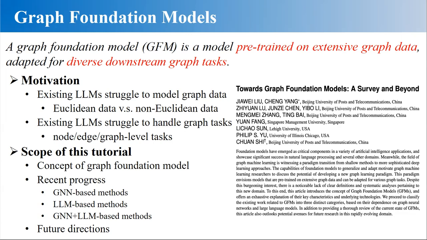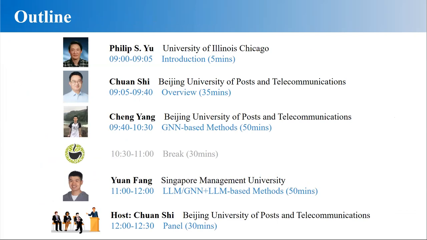So the scope of this tutorial: we'll first go through the concept of graph foundation models. Then the recent progress. We'll go over the GNN-based models, the LLM-based graph models, and then the combined GNN and LLM models. And then we're going to talk about future directions. So I basically provide an introduction, and then Professor Shiprem will give you an overview, and then Professor Tia will talk about the GNN-based models, and another will talk about LLM-based models. And then we're going to have a panel discussion at the end.